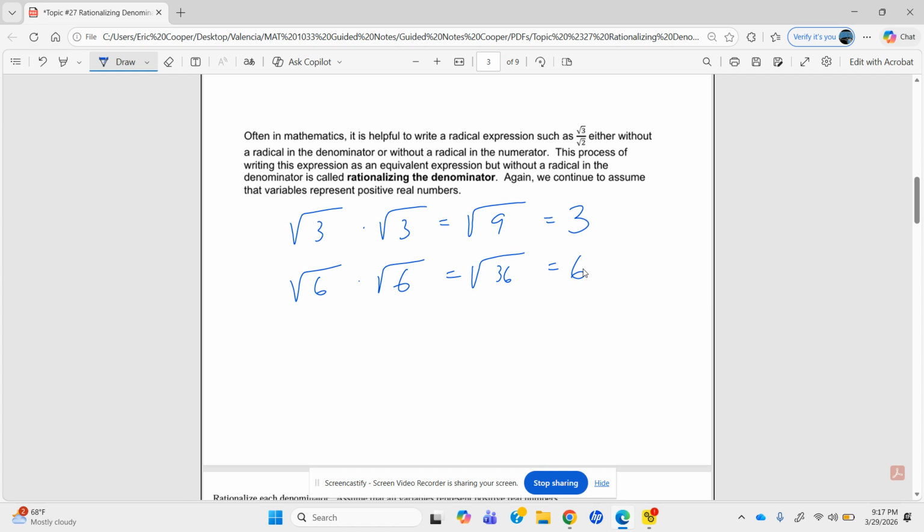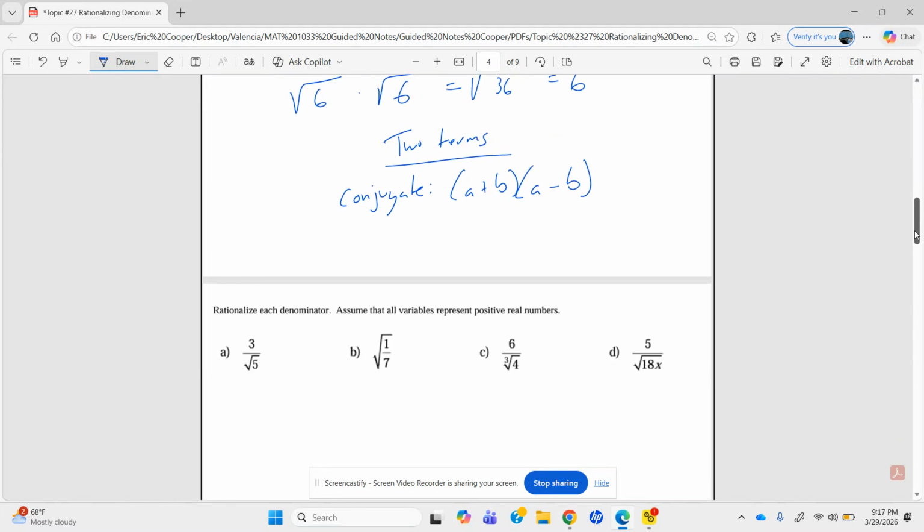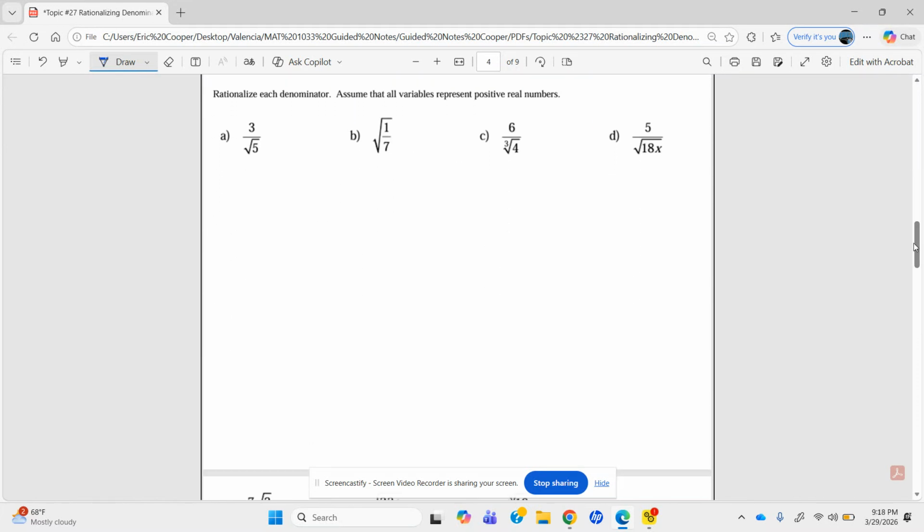We'll start with numerators and denominators that have one term in them, but then we're going to move to two terms. When we move to two terms, we'll identify something called the conjugate. The conjugate is simply the opposite. If I have A plus B, then the opposite would be A minus B. Using this conjugate, we can go through and rationalize. Let's show you some examples.